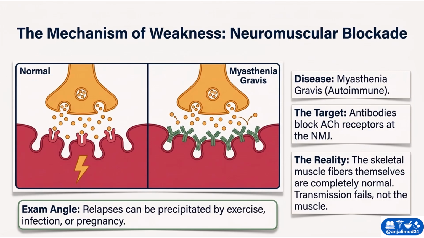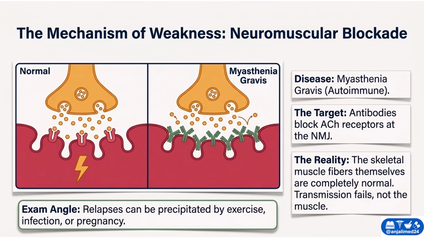But now look at the right side. In myasthenia gravis, autoantibodies attack and block these acetylcholine receptors at the neuromuscular junction. As a result, even though acetylcholine is released normally, the signal cannot effectively reach the muscle fiber. So the problem is not with the nerve and not with the muscle itself. The real defect is failure of transmission at the neuromuscular junction.